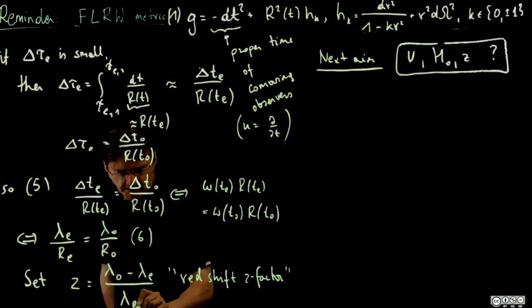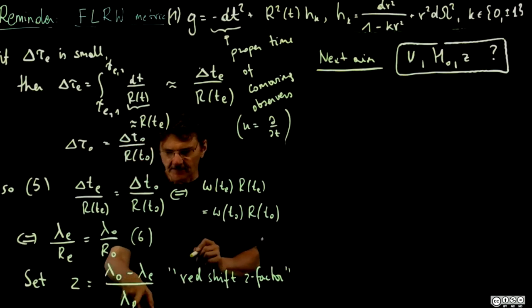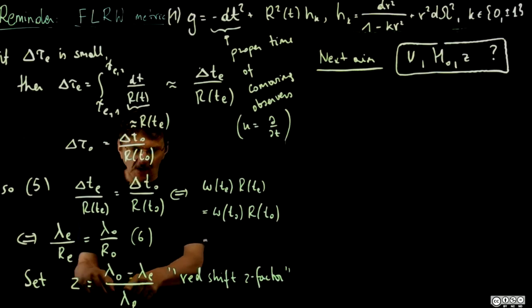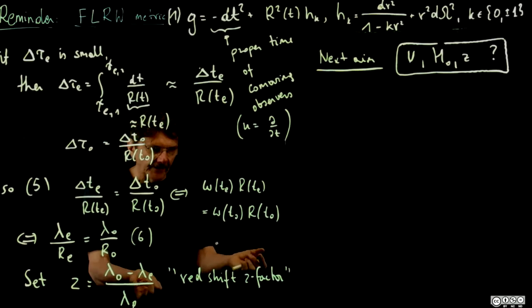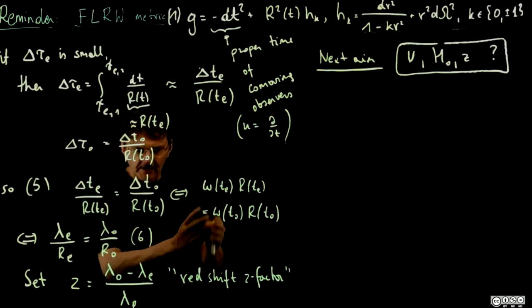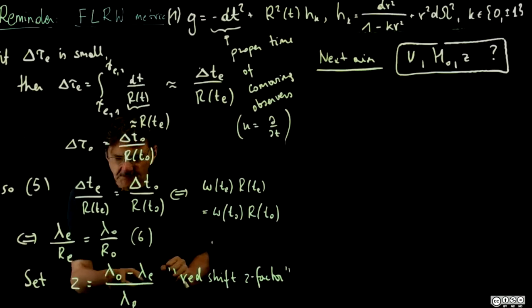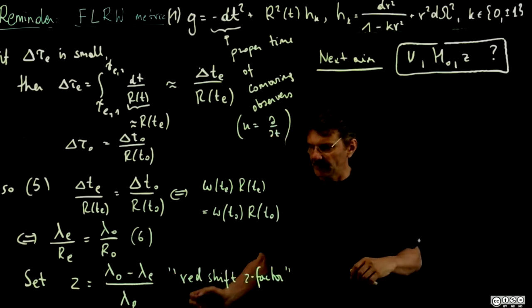This should be E, by the way. So one takes here the emitted frequency, right? Because this is the shift of the line. The spectral line has a hypothetical length lambda E, and then this is shifted like that. Okay, this should be E naught and not O.